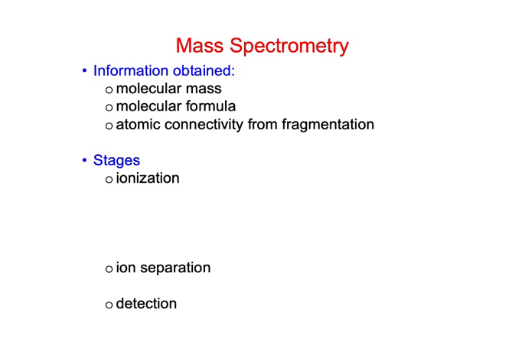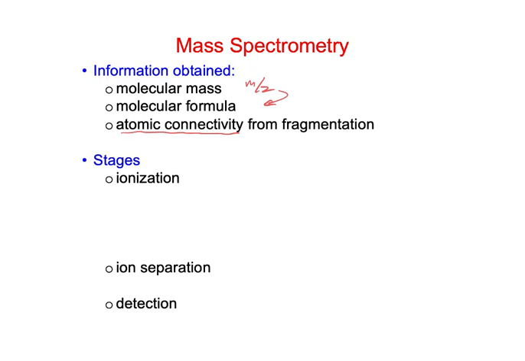All right, so the information, we've kind of gone through this already. The information hopefully is the molecular mass. We get this in this mass to charge ratio. From that, we hope to get the molecular formula, and we hope to get some connectivity of atoms from the fragmentation. So there's several different stages in this process.